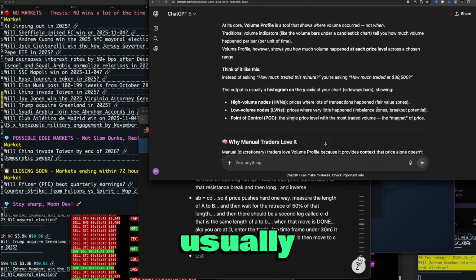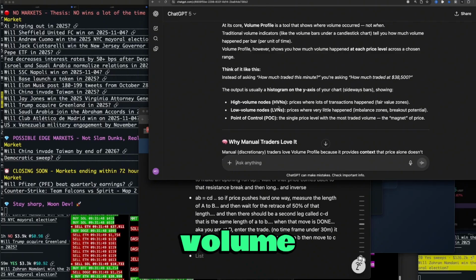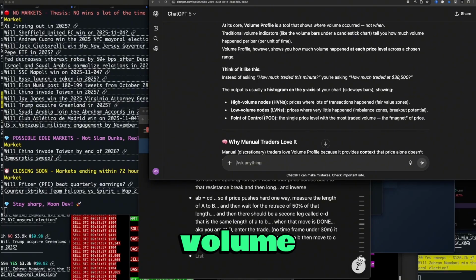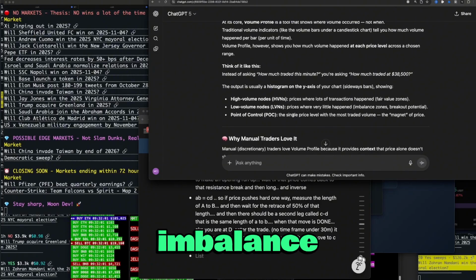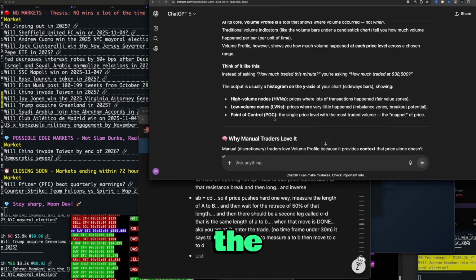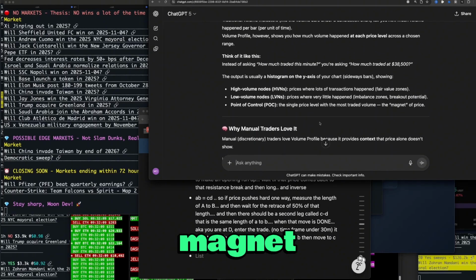The output is usually a histogram on the y-axis of your chart, showing high volume nodes, HVNs, prices where lots of transactions happen, fair value zones. Low volume nodes, LVNs, prices where very little happened, imbalance zones, breakout potential. Point of control, the single price level with the most traded volume, the magnet of price.